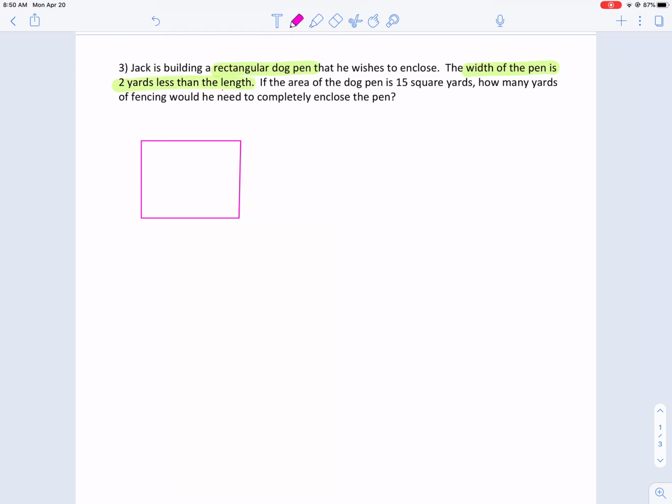Okay, so which one do we know nothing about? The length. I'm going to immediately let x equal length. I know x's length because I know about the width. The width is 2 yards less. So x minus 2 equals width. And remember, if we're talking area, which is the piece in the middle, area is equal to length times the width. So the area, they tell you, is 15 square yards.